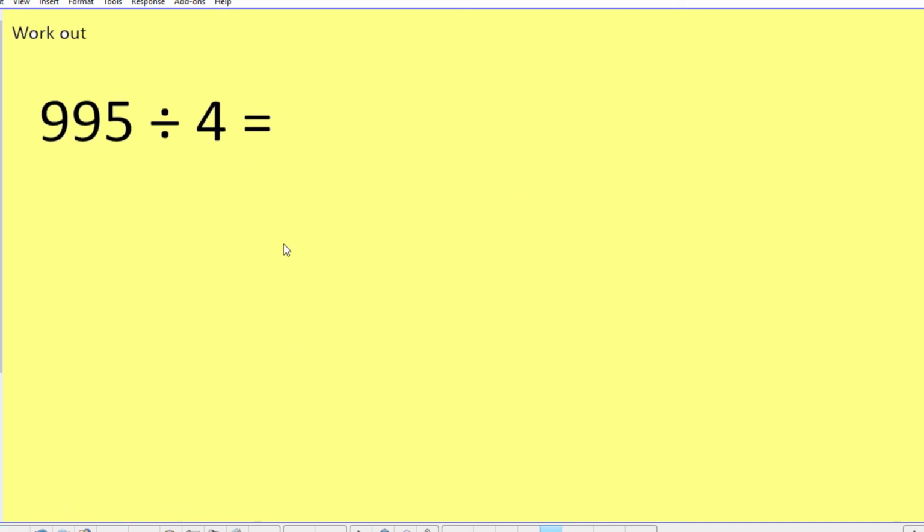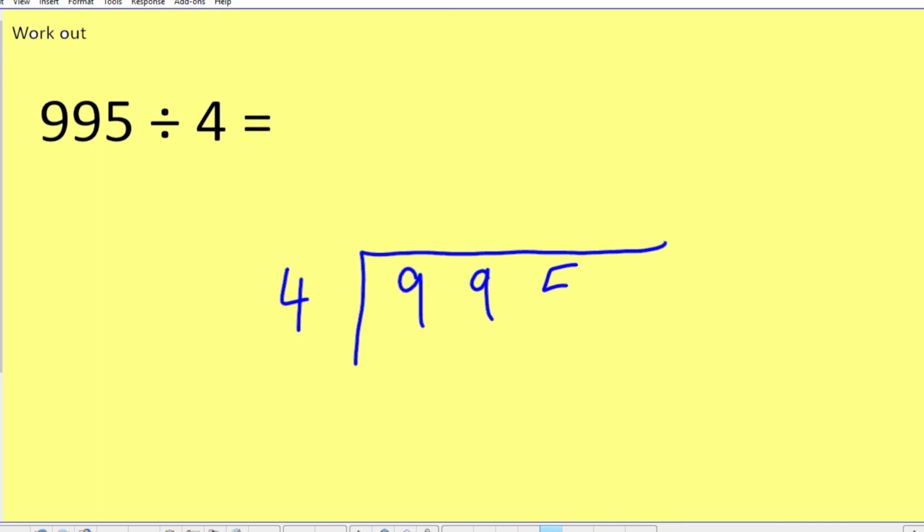Okay, 995 divided by 4. Okay, again, 4 on the outside, 995 on the inside. 9 divided by 4, so 4's into 9 goes 2, remainder 1. 4's into 1 can't go. 4's into 19, 4, 8, 12, 16. So you've got 4, and you've got a remainder of, from 16 to 19 is 3. 4's into 3 can't go. 4's into 35. You've got 4, 8, 12, 16, 20, 24, 28, 32. So you've got 8, remainder 3.